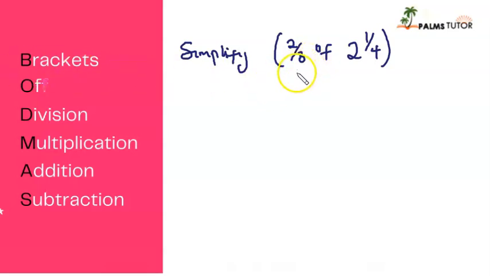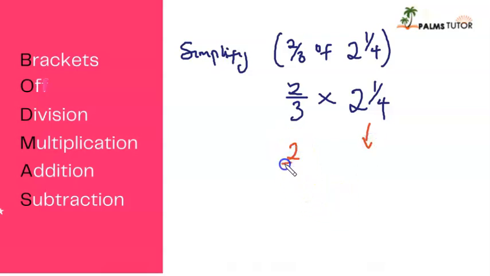So what does "of" mean? Times. You could just change this to times. So what this means is that we have 2 over 3 times 2 whole number 1 over 4. I have a mixed fraction. Do I multiply directly? Do I say 2 times 2? No. I have to change this to an improper fraction.